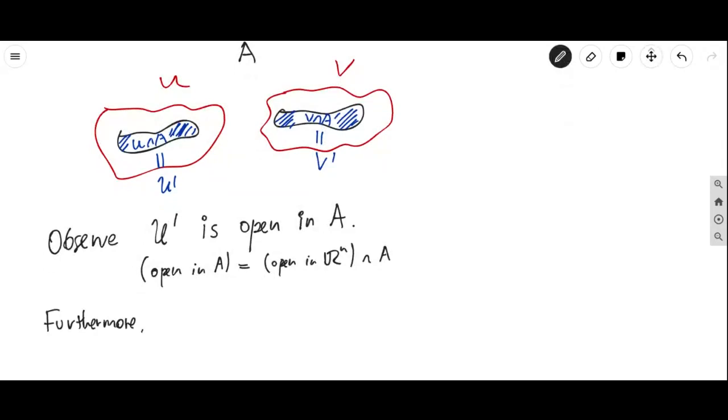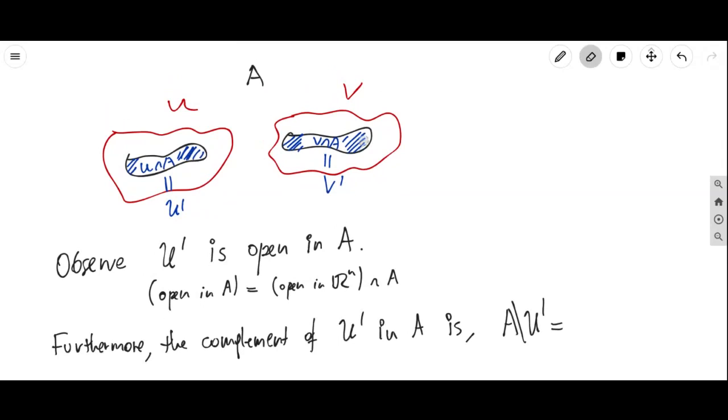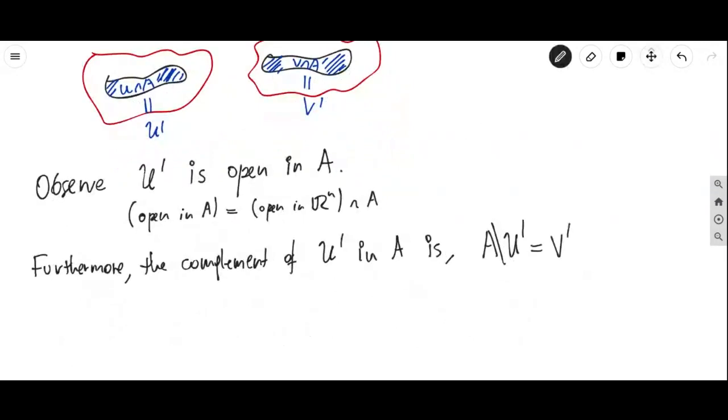Furthermore, the complement of U prime in A is, so if you do A take away U prime, what is this? You can see from the picture, A consists of this piece and this piece. So if you remove this one, you get the other half. So what do you get? You get V prime, right? That would be V prime. But what's special about V prime? This is also an open set in A. So that's kind of interesting.